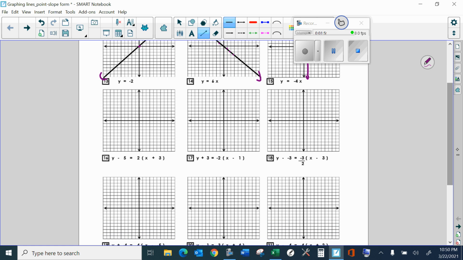Y equals a number is a horizontal line. You should know this already from pre-algebra. All the y's are negative 2. So it's right there.